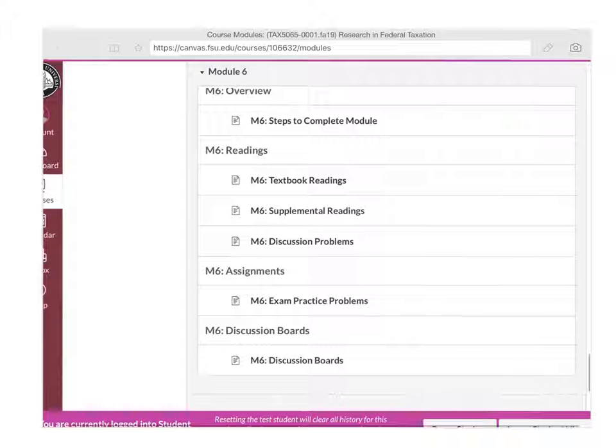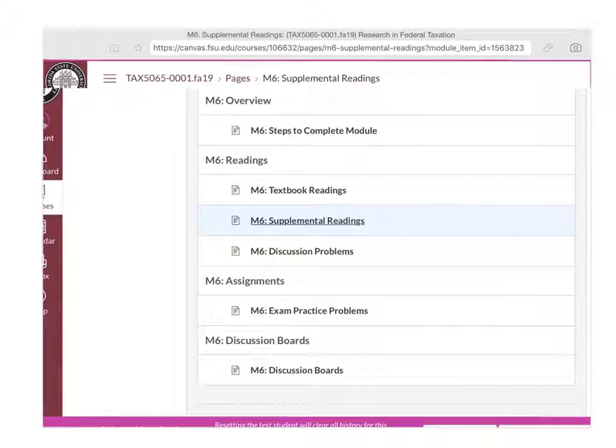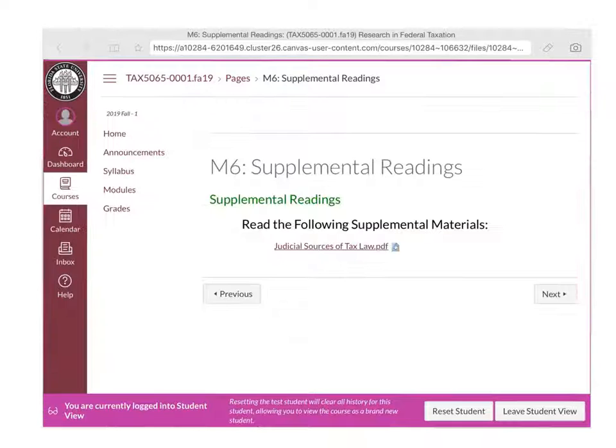Okay, Module 6 is Chapter 5. So we know textbook reading is Chapter 5. Supplemental readings. Judicial sources of tax law. You've got the learning objectives. Okay, so you need to know about the court structure and the court system. Of course, that's very important. You need to know the trial court levels, the appeals court levels, and of course the U.S. Supreme Court. You need to know differences.